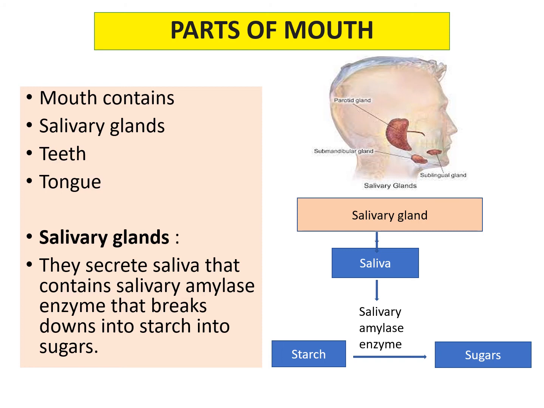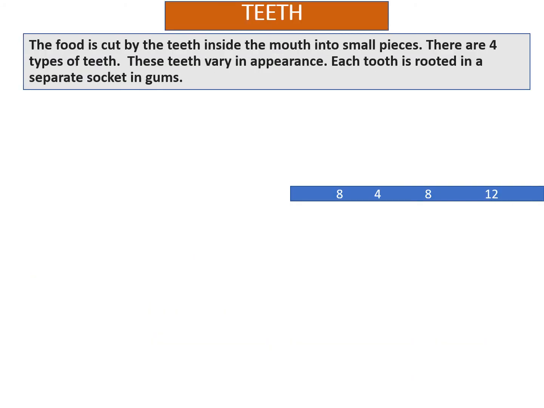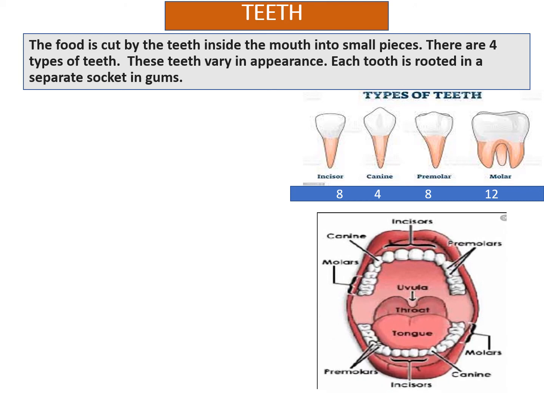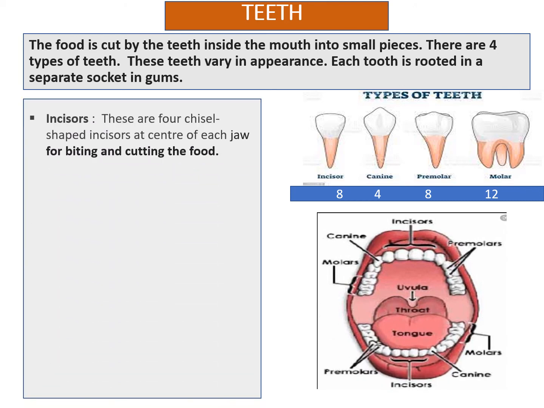Then what is the function of the teeth? Food is cut by the teeth. We know that there are four types of teeth, which vary in appearance, and each tooth is rooted in a separate socket. The first are the incisors. These are chisel-shaped and located at the center of each jaw, and are used for biting and cutting the food. These are 8 in number, 4 in the upper jaw and 4 in the lower jaw.